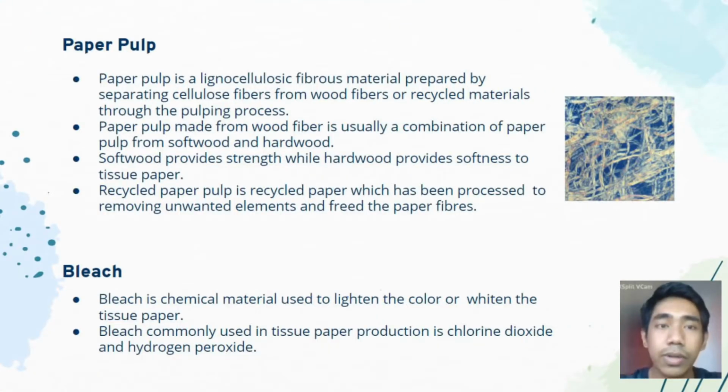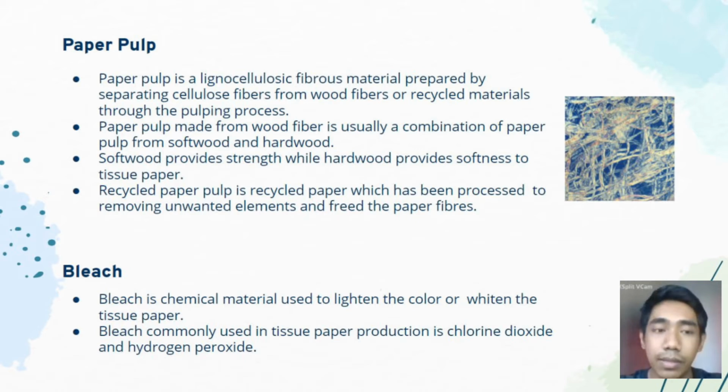Materials used in the production of tissue paper. First, we have paper pulp. Paper pulp is a ligno-cellulosic fibrous material prepared by separating the cellulose fiber from wood or recycled material through the pulping process. Paper pulp made from wood fiber is usually a combination of pulp from softwood and hardwood. Softwood provides strength while hardwood provides softness to tissue paper. Recycled paper pulp is recycled paper which has been processed to remove unwanted elements and free the paper fiber.